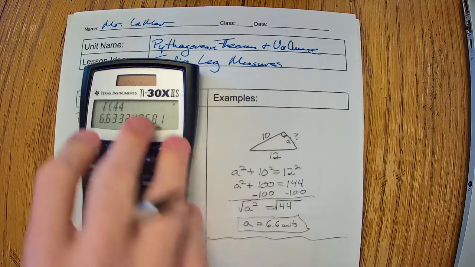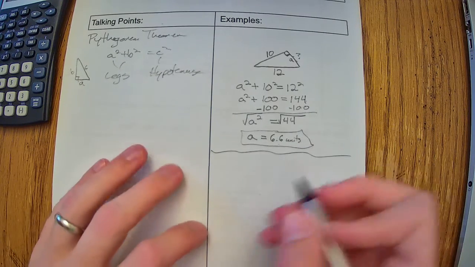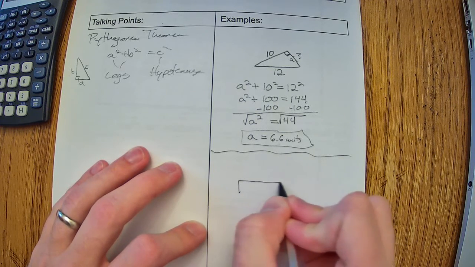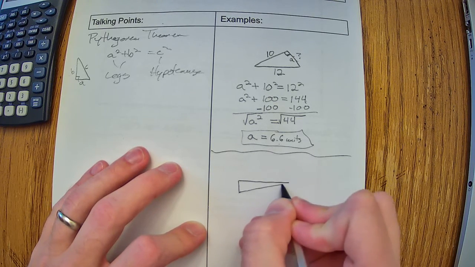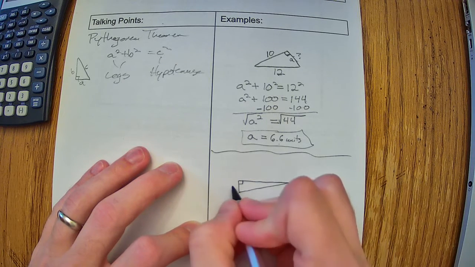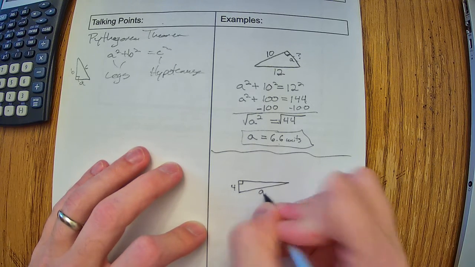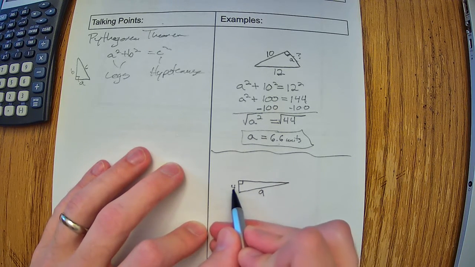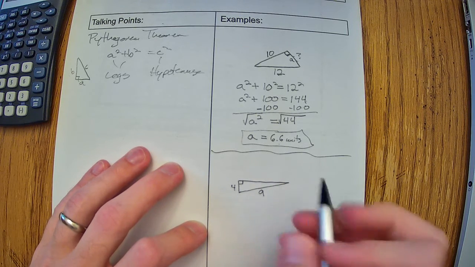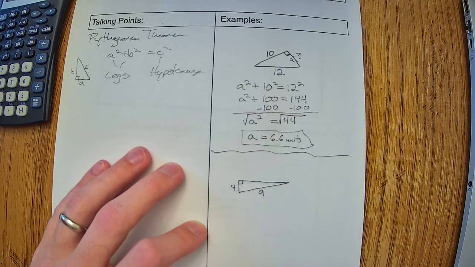Let's try another one. Let's do a problem like this. Kind of a long and narrow right triangle here. So in this case, our one leg length that we know is 4. The other one will be 9. And in this case, not leg, but hypotenuse. And again, I know this is a leg because it makes up the right angle. And I know this is a leg, it makes up the right angle. And then, of course, this final side length is the hypotenuse. It's opposite the right angle.